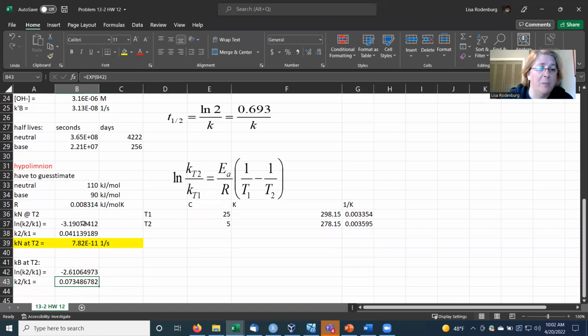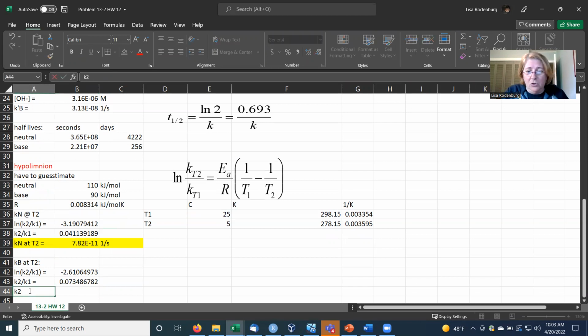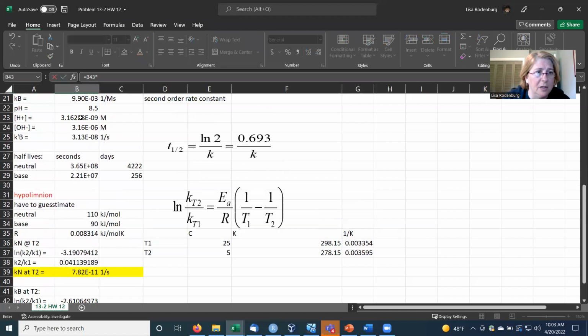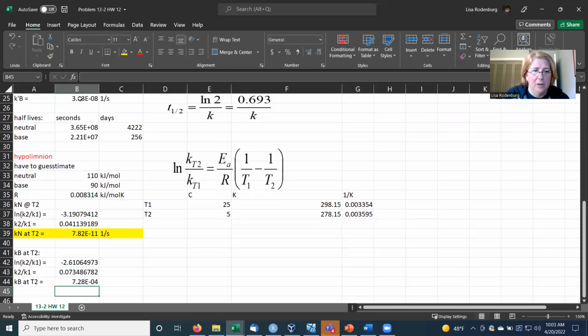So it's gone down. The point here is that in both cases, the rate constant has gone down. Remember when we were talking about equilibrium constants, sometimes they go up, sometimes they go down with temperature. Rate constants always get slower as the temperature goes down. Period. Full stop. Always. All right. So that means that KB at T2 is equal to that times the KB at temperature 1, which is here. And this is 1 over molar second.